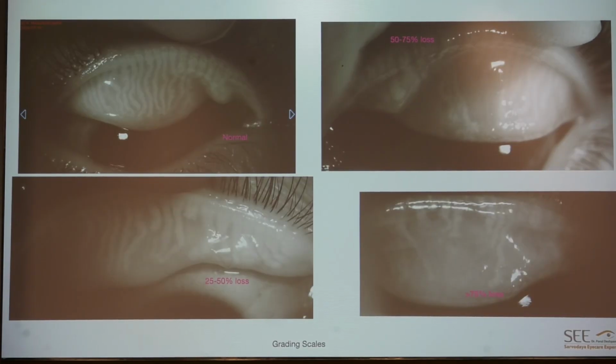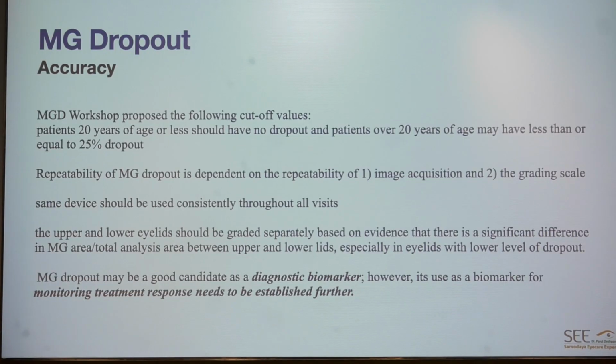Coming to meibography, it's not been recommended as a diagnostic tool, but it's one of the important tools which helps us differentiate meibomian gland disease from the aqueous deficient dry eyes. So the picture on the left top is a normal meibography, and the rest of them show variable amount of the meibomian gland dropout that you see. Normally you do not see the MGD dropout in the age group of less than 20 years, and those above 20 years you should be only able to see about 25%, which should be considered as normal. But if you see more of it, it's considered to be pathological.